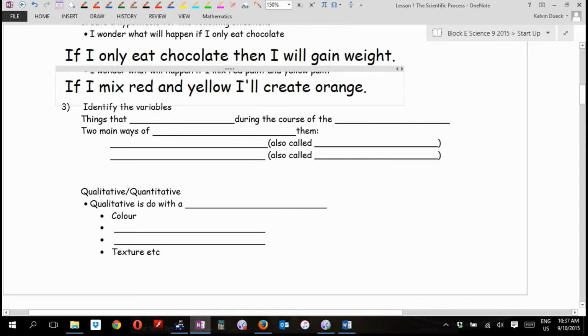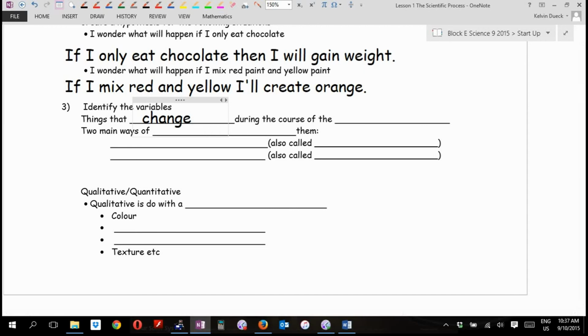And now we come full circle back to Brooke. You need to identify the variables. I'm typing these just so I can write a bit larger. Is that big enough that you can see back there okay? Because I'm not in mid-season form. Variables are things that change during the course of the experiment.